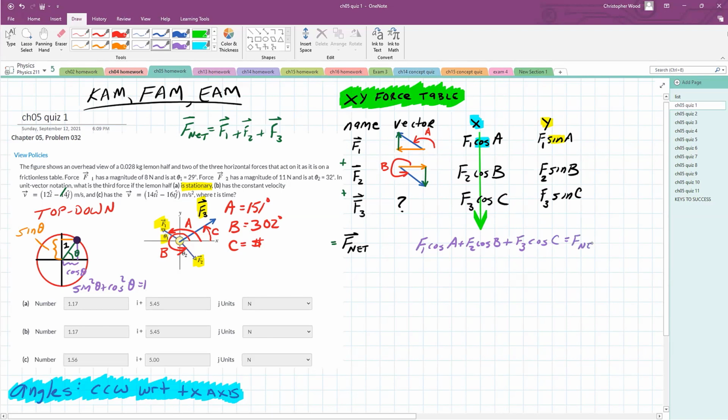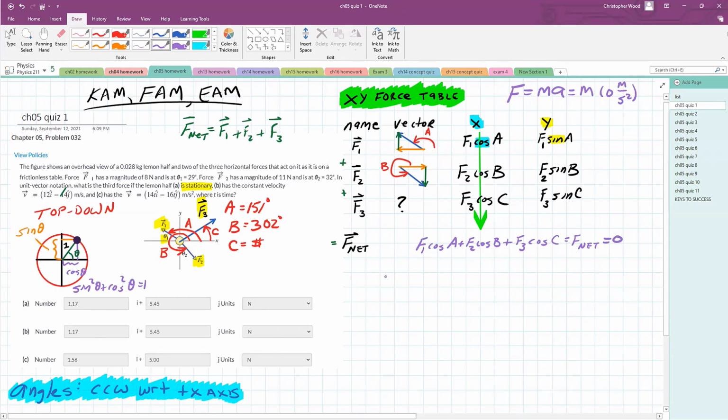And what is F net? Well, here's a reminder. This is really at the heart of chapter 5. More than anything, chapter 5 is about F equals MA. So if F equals MA and A equals 0, mass times 0, 0 meters per second squared, why is the acceleration equal to 0? Because the lemon half is remaining stationary. So all of this that I'm writing in purple equals 0.